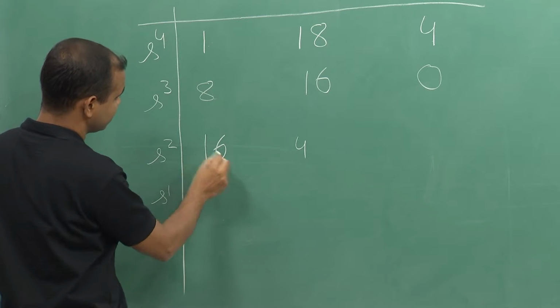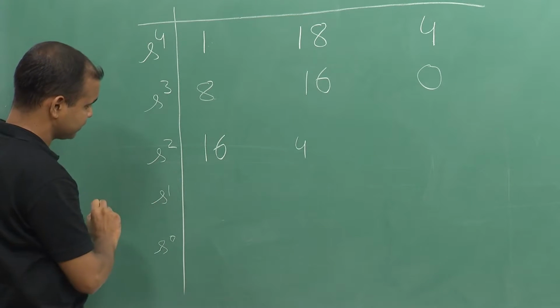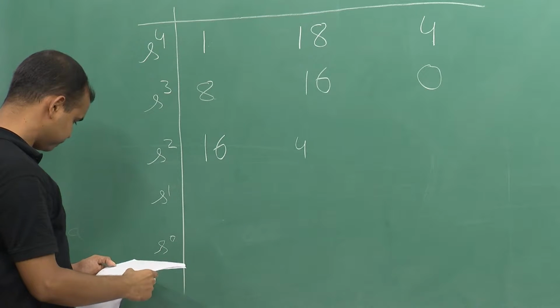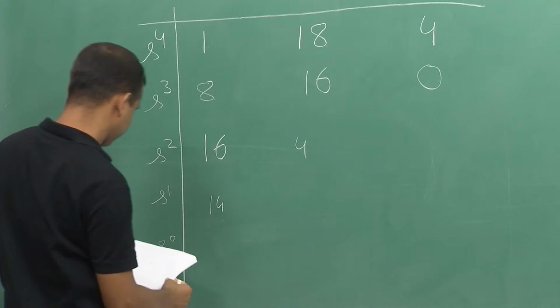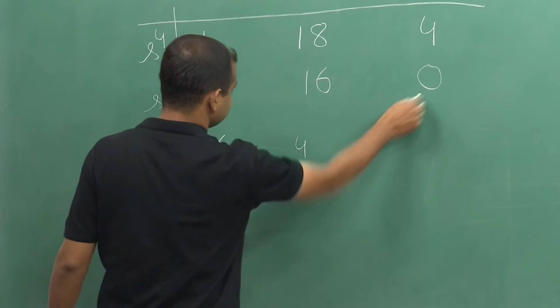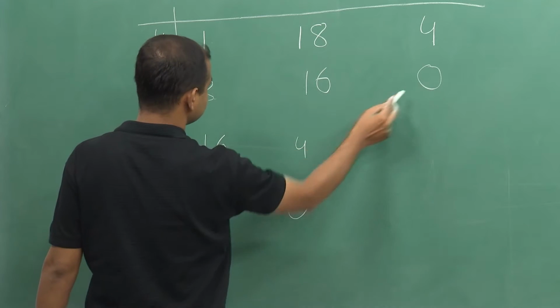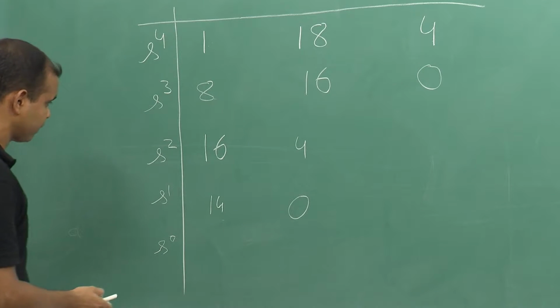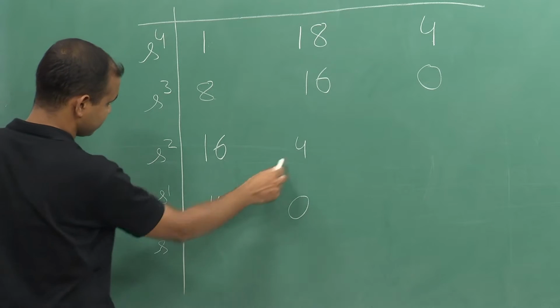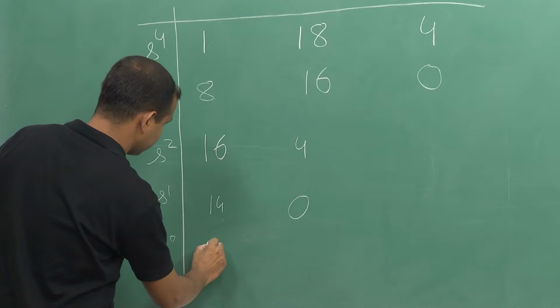minus 256 minus 8 into 4, 32, and divide by 16 and this will be 14. This term you can write directly here, because this multiplied by this minus 0 divided by 16, this will be 0. Here this multiplied by this, so this will be 4.